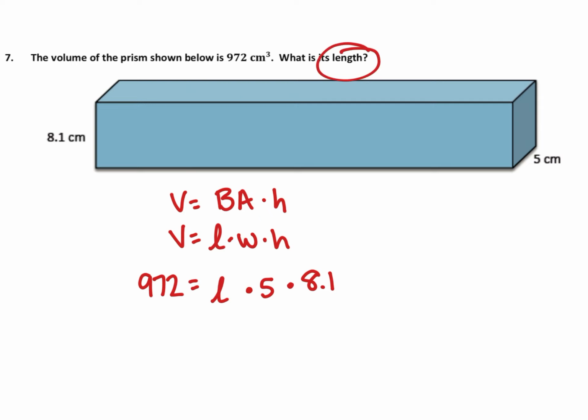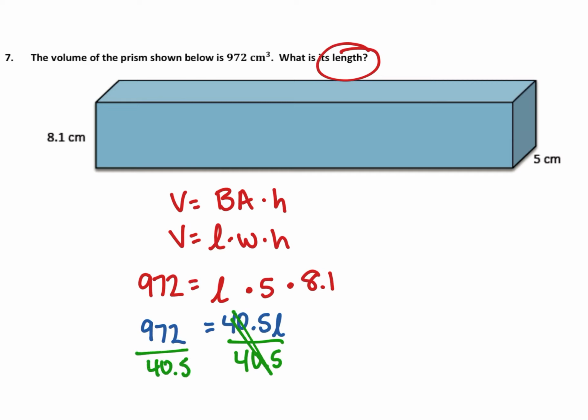Now I'm going to use algebra to solve from here. If I multiply 5 times 8.1, I'm combining my like terms, and I end up with 40.5, and it's still being multiplied by L. And on the left side, I have 972. To solve it for L, I'm going to divide both sides by 40.5.